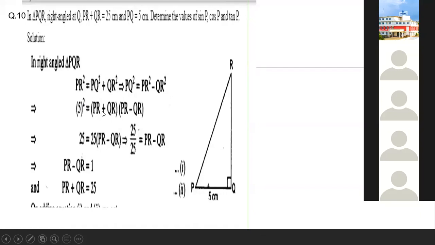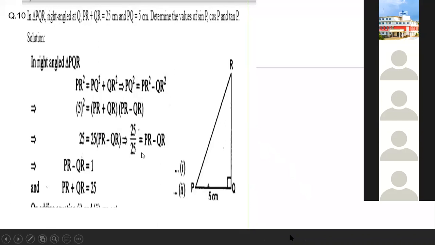So why I'm writing is, PR plus QR value they gave. Then PR plus QR value, 25, you apply in the place of that. Then PR minus QR is equal to 25 by 25. PR minus QR value we have got 1. Any doubt till here, children? Any doubt till here, my dear students?